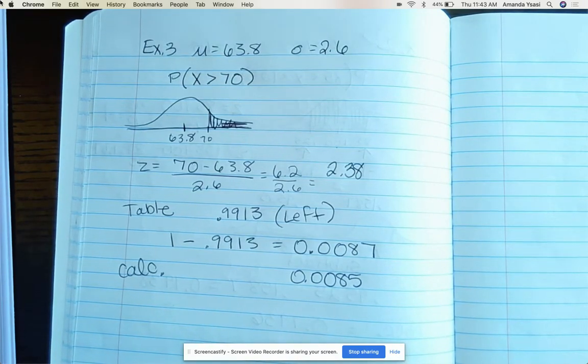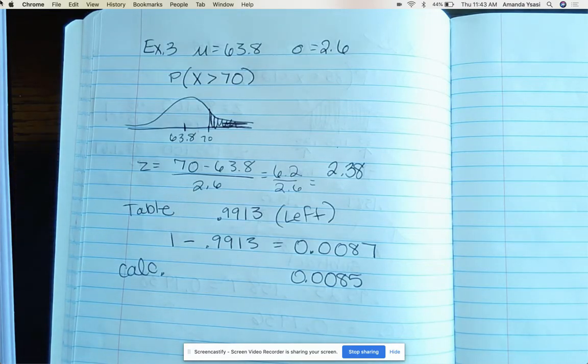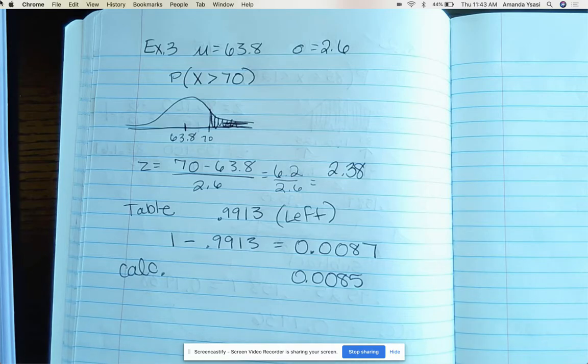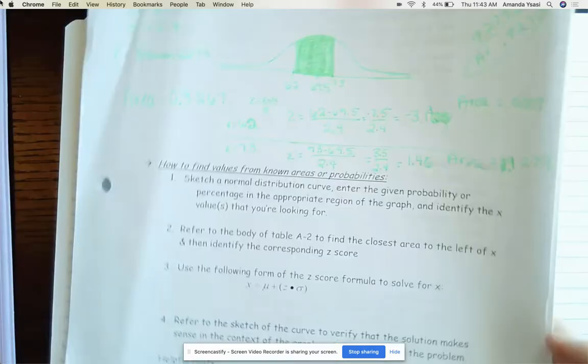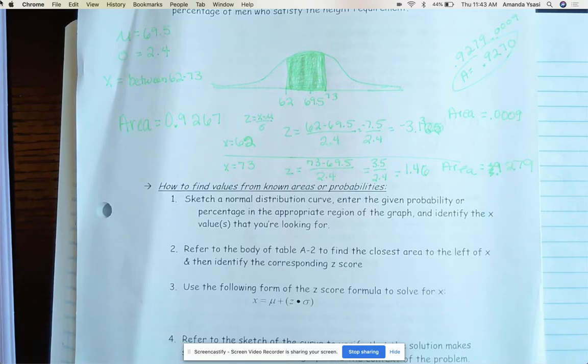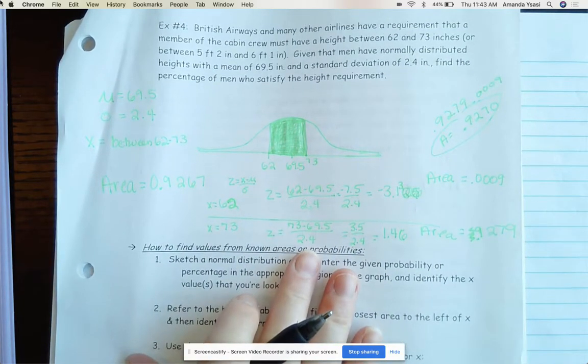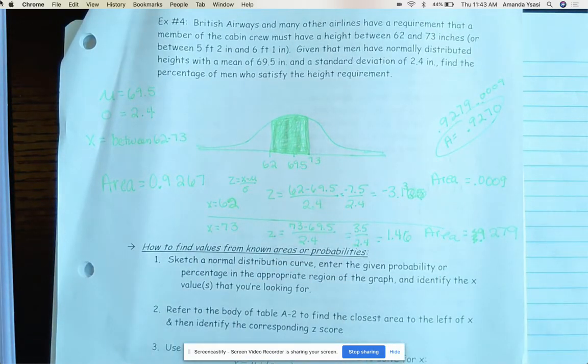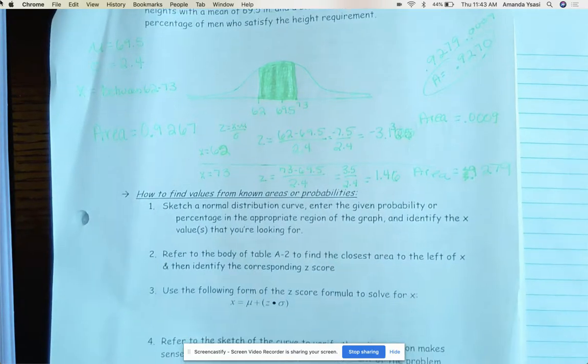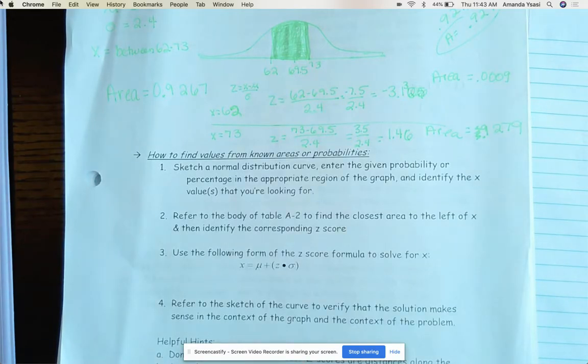All right, so then let's see what else we need to do. So let's say we know the area, but we don't know the other values. This was one more example. I'm not going to do it with y'all though, but it's talking about the area between. Okay, so let's look at the next part, how to find values from known areas or probabilities.